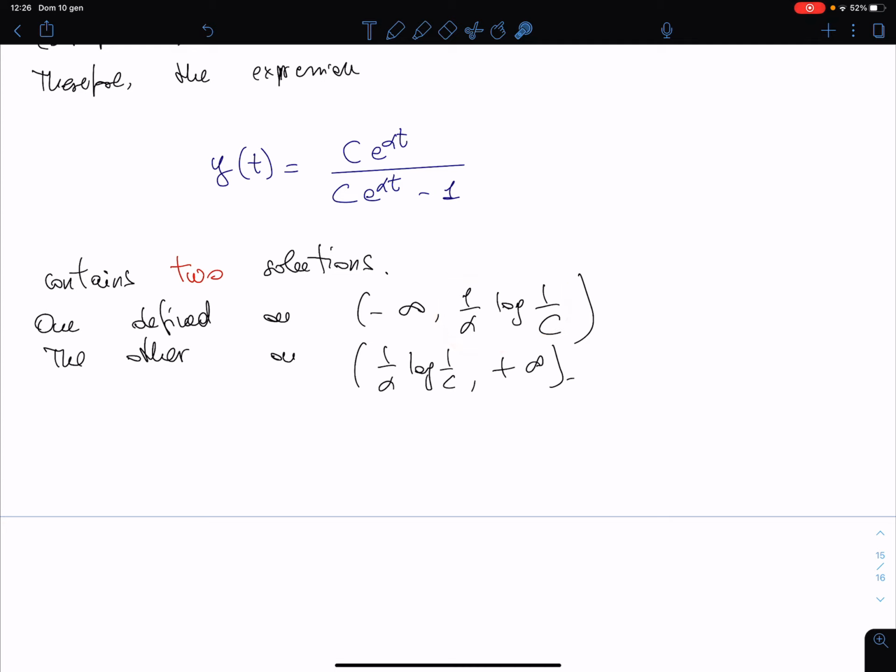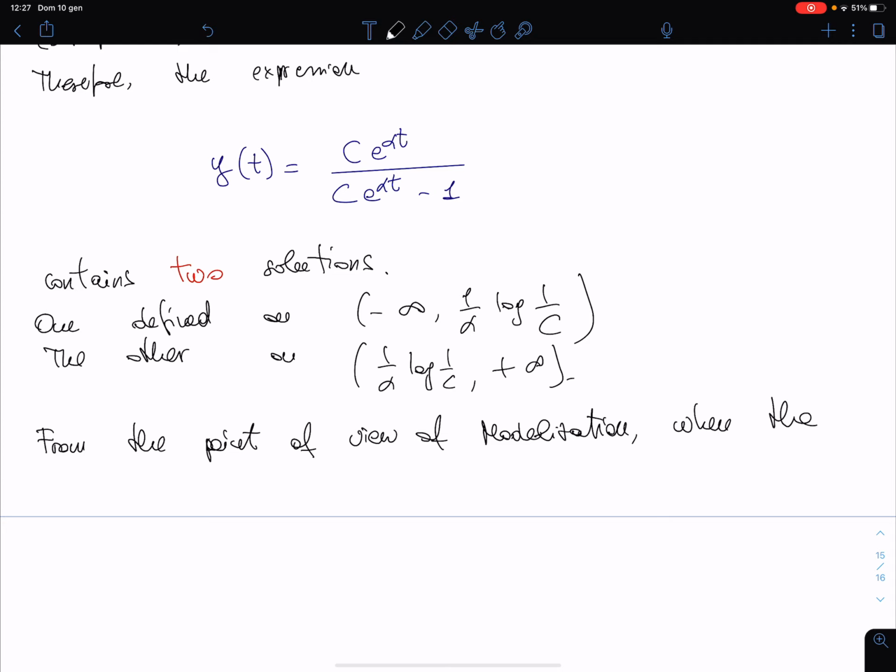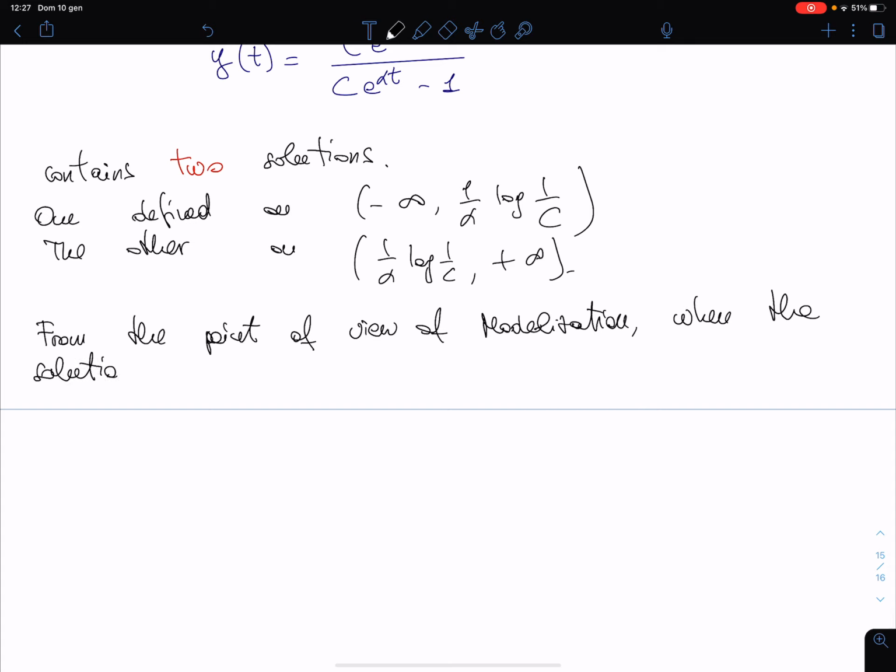It happens that from the point of view of modeling physical, biological, real problems, the model is no longer good. You should modify the model. From the point of view of the modelization, when the solution ceases to exist, where there is the asymptote, the model is no longer adequate and one should modify it.